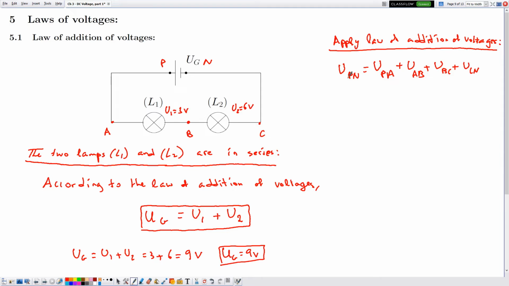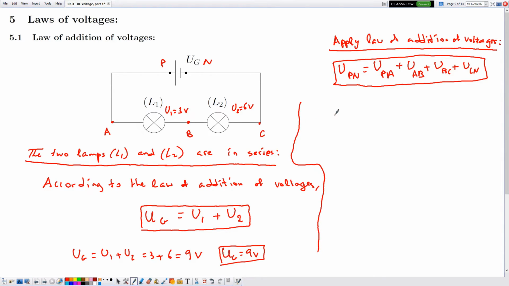So notice that on the left we started with the point P, and on the right we started with the point P, and on the left we ended with the point N, and on the right we have ended also with the point N, and each letter we have inserted it twice. Here we have A, here we have A, here we have B, here we have B, and here we have C, here we have C. In this case, we make sure that the formula that we have written is correct. So these are two versions of law of addition of voltages. Later on, when solving the exercises, we will see when we will use this version or this version.